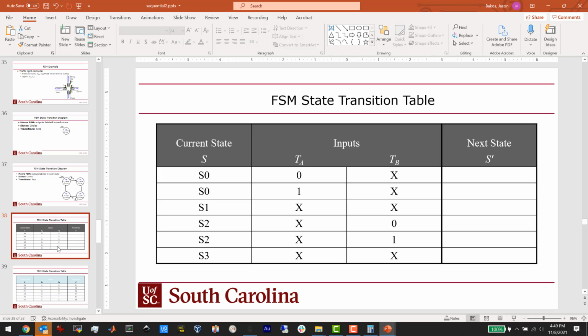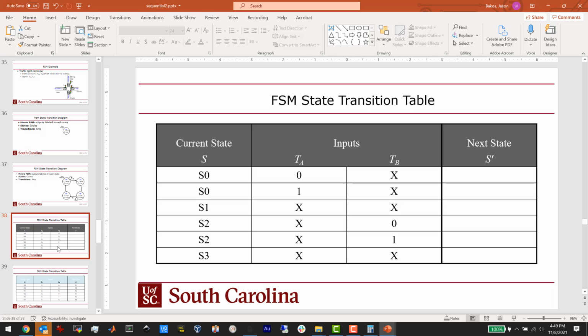So we have a table with a column for the current state, a column for the inputs, and a column for the next state. The way you build this in hardware is that the next state is your D input. If you have a register, you have a D and a Q. The D is the input to the register, that's your next state, and Q is the current state. Okay?